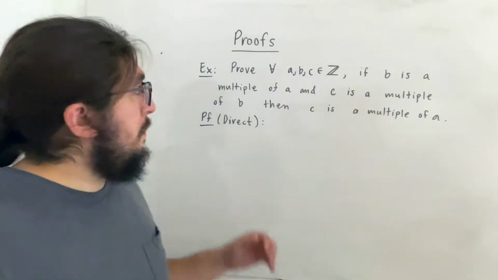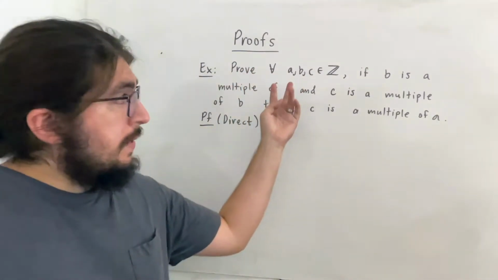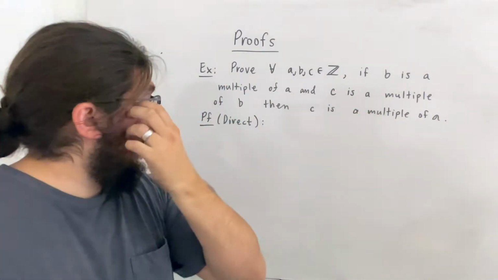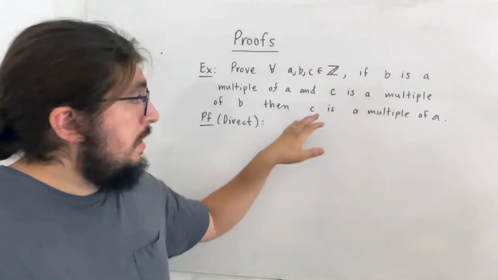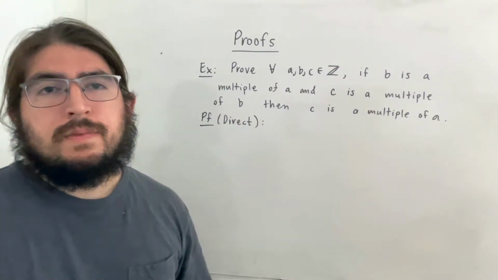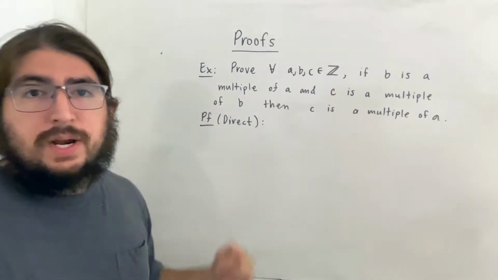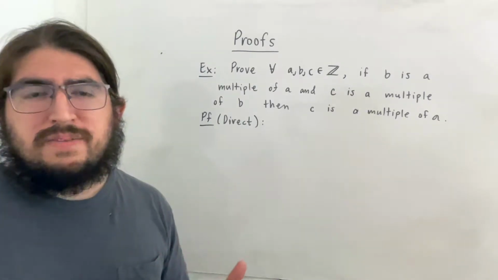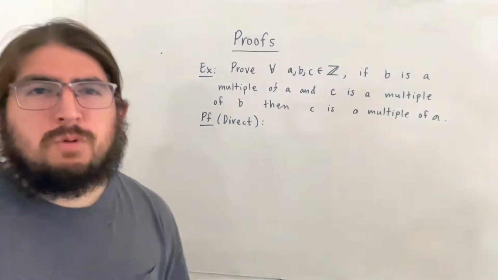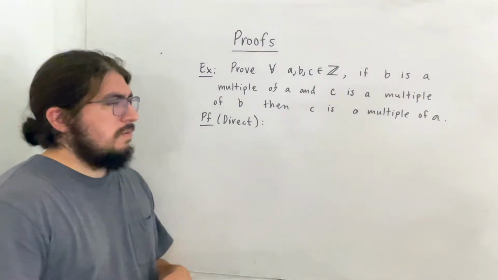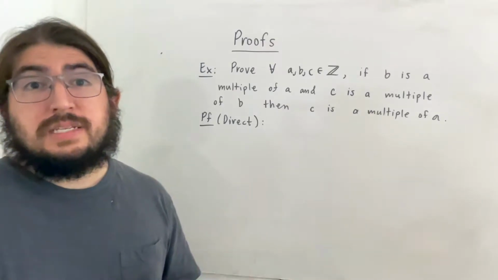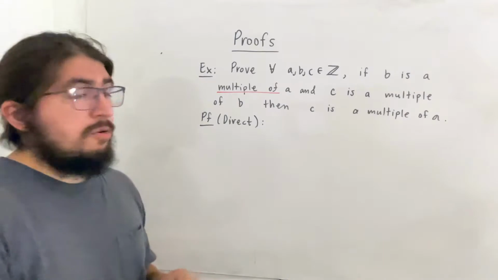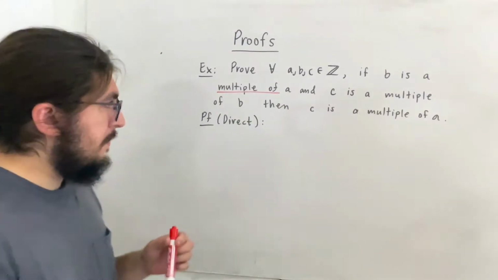Okay, so here in this example, we want to prove that for all integers a, b, and c, if b is a multiple of a and c is a multiple of b, then c is a multiple of a. So I want to prove this directly. Now remember, with direct proof, what I had suggested earlier is that we want to use definitions. Now, the big thing we'll be asking is what is the definition of the phrase multiple of. So what does it mean for b to be a multiple of a?